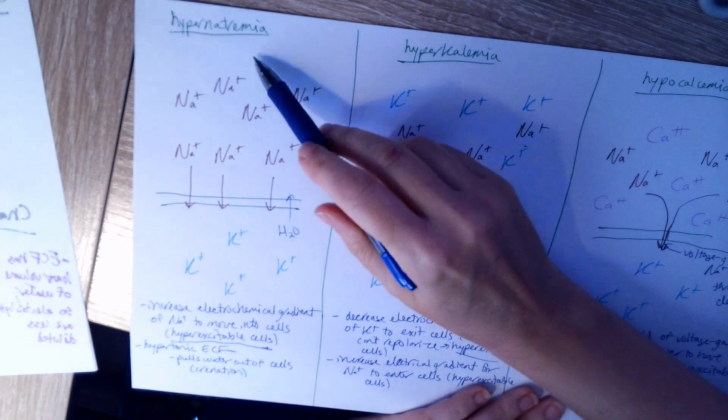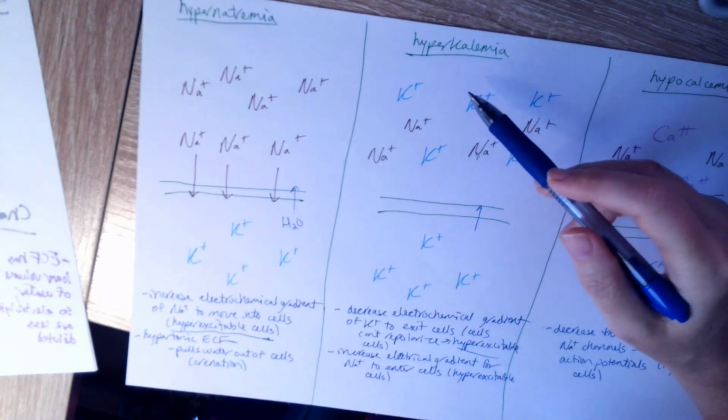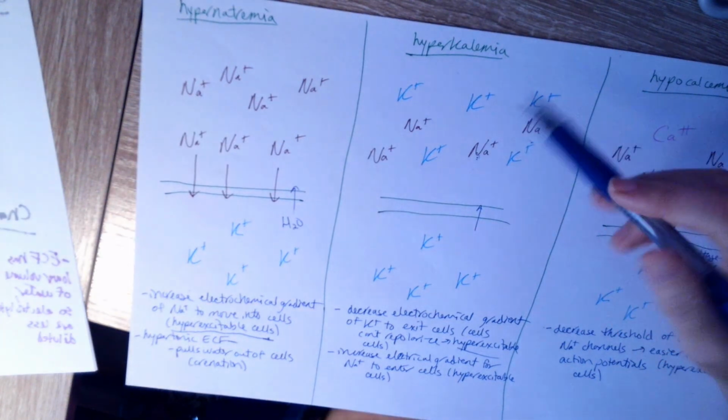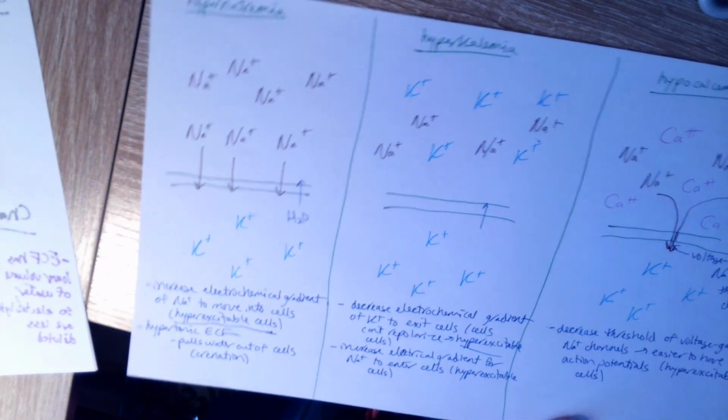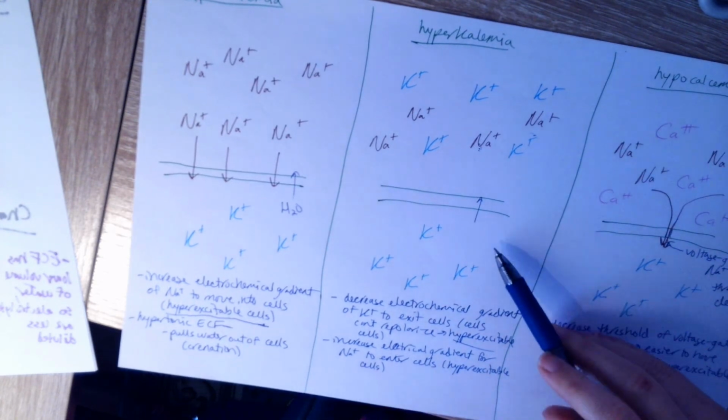So if you're hypernatremic or hyperkalemic, you're going to have super excitable cells, jittery, anxious, your heart will be beating too fast, all sorts of things.